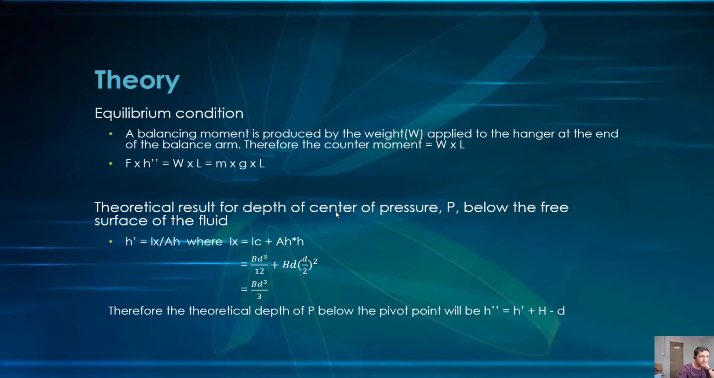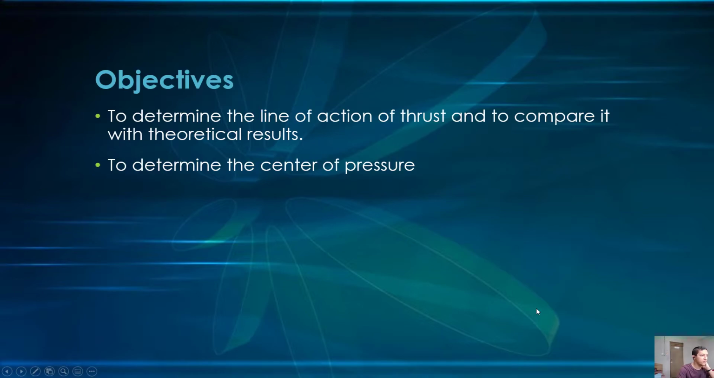H double prime here is the second moment of inertia, also the center of pressure. So actually we are looking for H double prime. In the very end, the formula is H double prime is equal to H prime plus H minus D. So we'll use that formula, and our objectives are to determine the line of action of thrust and to compare it with theoretical results.